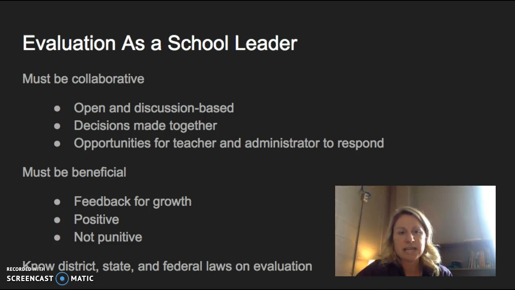But ideally it's a team, and it has to be beneficial. The purpose needs to be to provide feedback so that there can be growth. It needs to be positive, looking at what's going well and how we can benefit from that, how we can add on from there, not just punitive, always looking for what's not going well. And ultimately, as a leader, you've got to know the laws, make sure that you're staying compliant, things are going the way that they should, that you're knowledgeable, but also then the implementation in the classroom needs to have these other aspects.